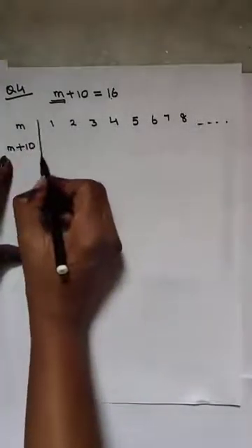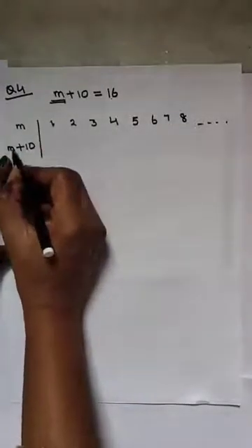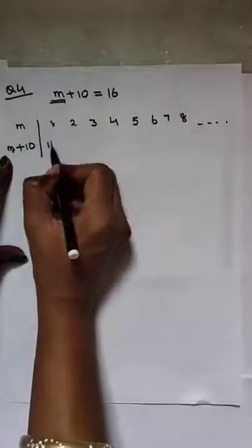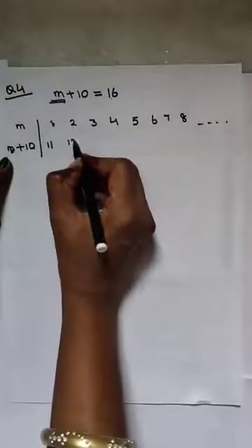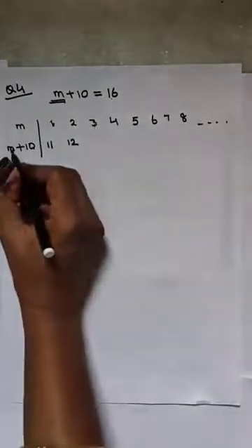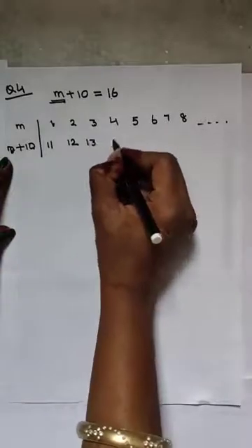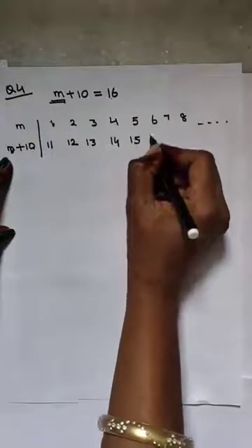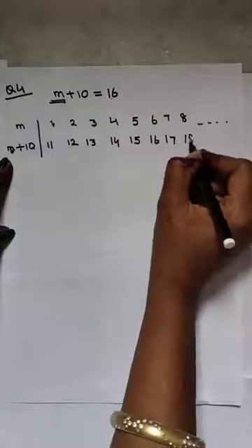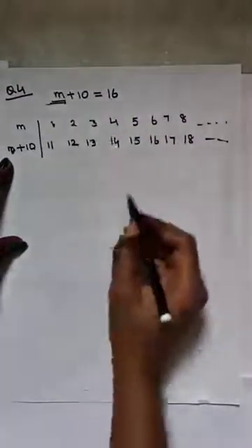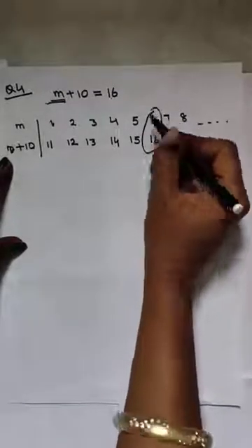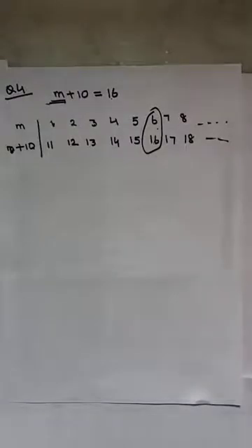m plus 10. Here you will write down in place of m 1. So 1 plus 10 is 11. In place of m you will write down now 2. 2 plus 10 is 12. In place of m 3. 3 plus 10 is 13, 14, 15, 16, 17, 18 and so on. So for which value of m will this equation satisfy? For the value m equal to 6. In this way you can complete question number 4.